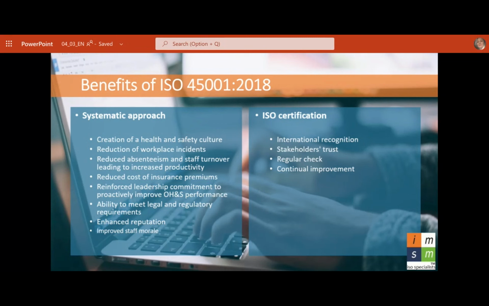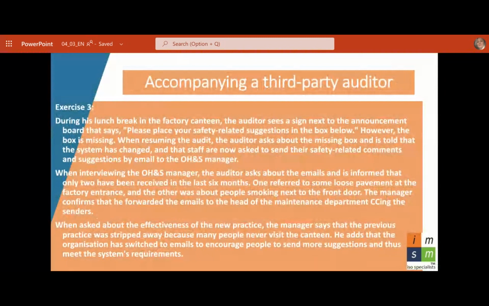And the ISO certification: international recognition, stakeholder trust, regular checks, continual improvement. Yes, and again, if you have everybody working off one sheet and everybody's aware of what the health and safety policies are, if you create a culture where 45001 is how we work and how we do things every day, everything on there is what happens.